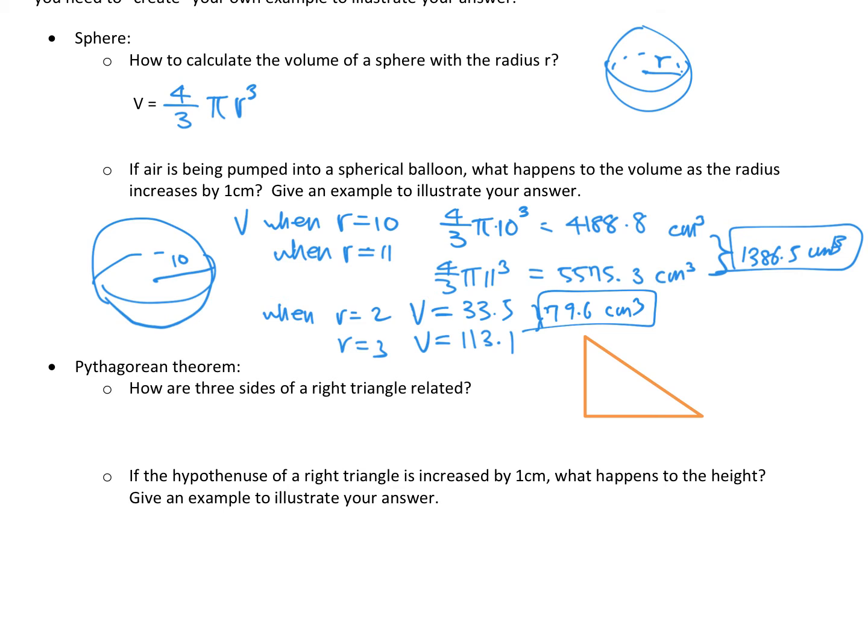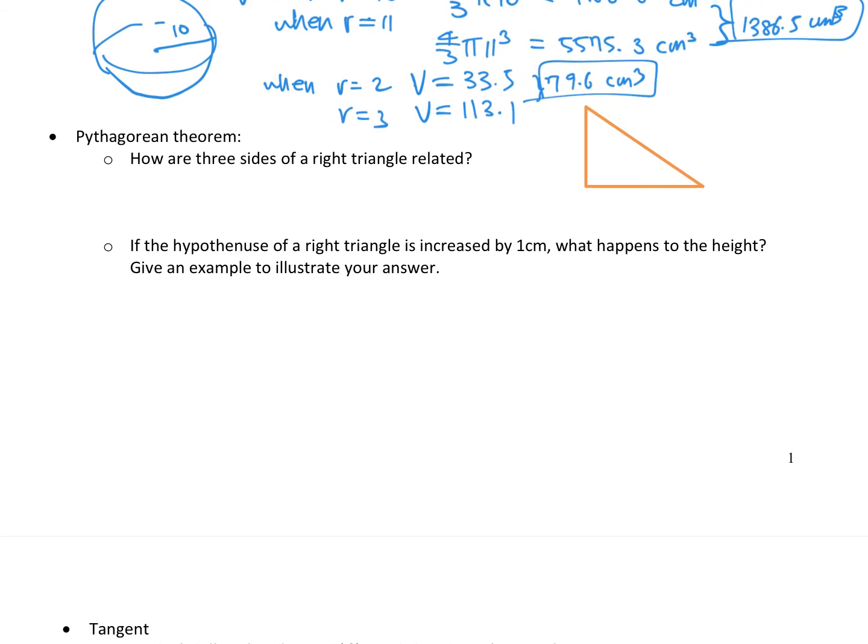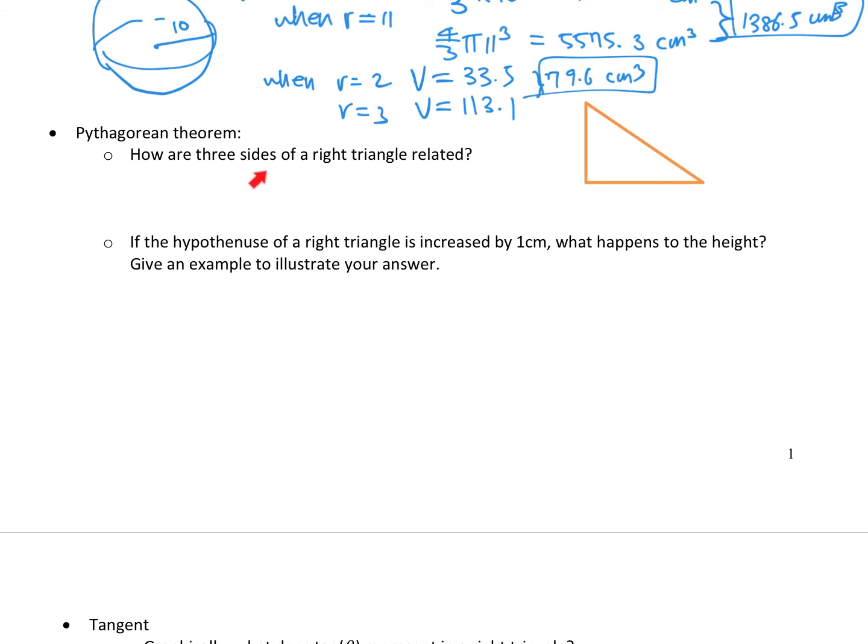All right. Let's look at the second example, the Pythagorean theorem. How are the three sides of a triangle related? I'm sure you remember at some point in your life: a squared plus b squared is equal to c squared. So this is the Pythagorean theorem, and that's how they relate. A squared plus b squared is equal to c squared.